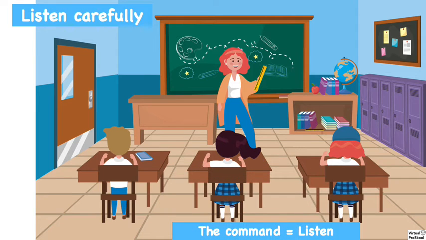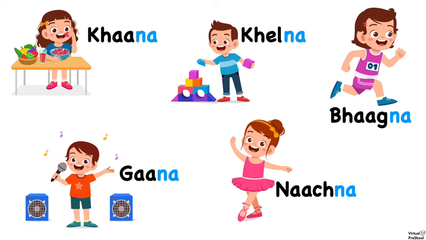So now that we understand what a command is, let's talk about how commands work in Hindi. The good news is that it's pretty simple. In Hindi, to change a verb from its word form to a command, you already know what to do first because you've done it so many times. Chop off the na. So khana becomes kha, khelna becomes khel, bhagna becomes bhag, gana becomes ga, and nachna becomes nach. All right, that you're really clear on. You know how to do that.